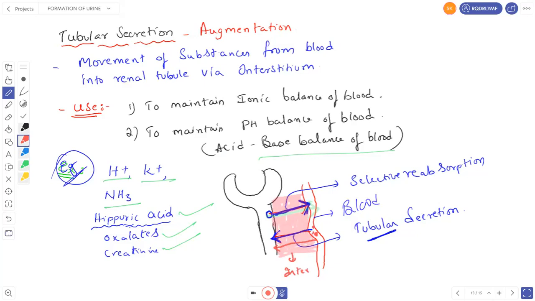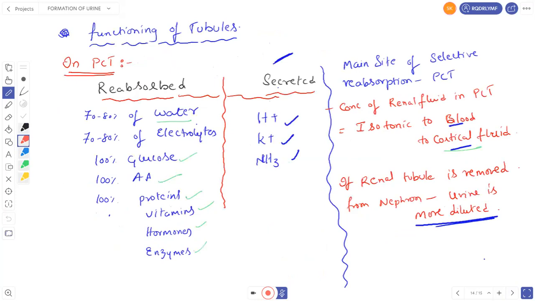What is the use of tubular secretion? It is to maintain the ionic balance of the blood or to maintain the pH balance of the blood. What are the substances that undergo tubular secretion? H+ ion, K+ ions, ammonia, hippuric acid, oxalates, and creatinine. All these substances are moved from blood into renal tubule to maintain the pH, or the acid-base balance, or the ionic balance of the blood. Right.